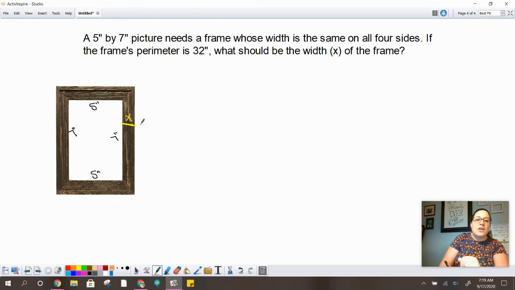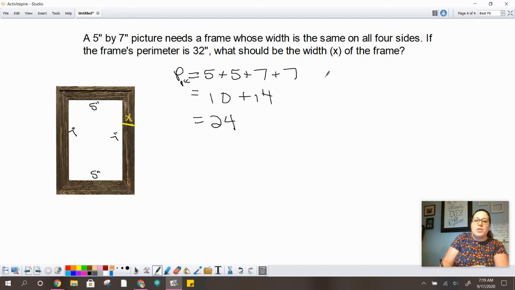So what we need to figure out is, how do I figure out this number here? Okay, so first of all, let's figure out the perimeter of the inside, the picture. So step 1 is to figure out the perimeter of the picture. To do that, you would just add all of them together. The perimeter of the picture is 5 plus 5 plus 7 plus 7, which is 10 plus 14, which is 24. Ideally you follow the order of operations here, but addition is commutative, so it's okay. So 24 inches for the inside.